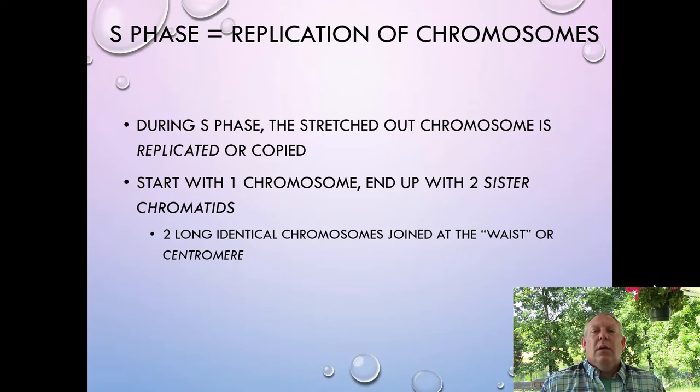When a chromosome is copied, you start off with one chromosome, and it's copied, and now you have 2 sister chromatids. And so these are identical chromosomes, but they're still joined. They're joined at the waist. And where they're joined is called the centromere. And so this allows them to travel together until you're ready to separate them and then send them off into the new cells.